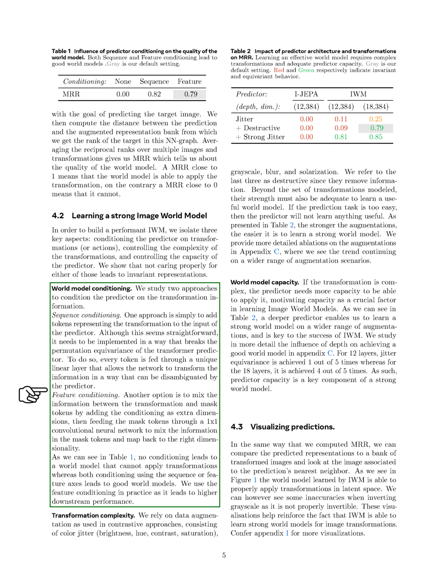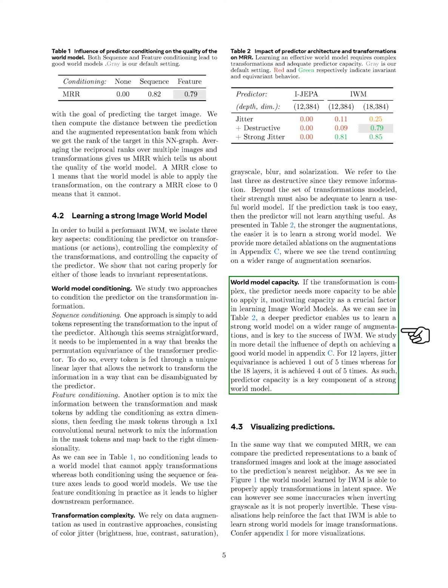Regarding the complexity of transformations, we use data augmentation techniques like color jitter, grayscale, blur, and solarization. We find that more complex transformations help the model learn better, as they provide a more challenging task for the predictor. The capacity of the predictor is also crucial. A more complex transformation requires a predictor with more depth to successfully apply it. Our findings show that deeper predictors are more effective at learning strong world models across a range of augmentations.